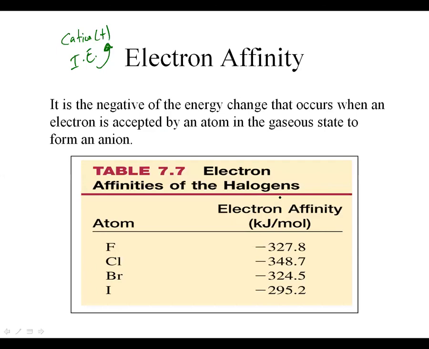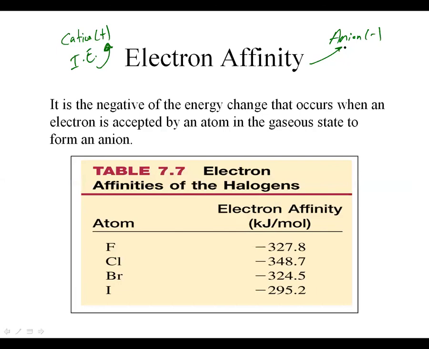While electron affinity is different, by the way, than electronegativity. Electronegativity is the ability of an atom to bring electrons towards itself. But electron affinity is actually the energy change that occurs when an atom gains an electron. So when an atom gains an electron, it will become negatively charged, and that's an anion. So usually electron affinity is a measure of the energy change that occurs when something becomes an anion.